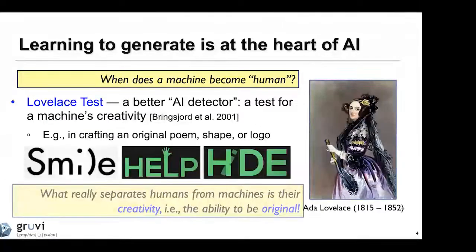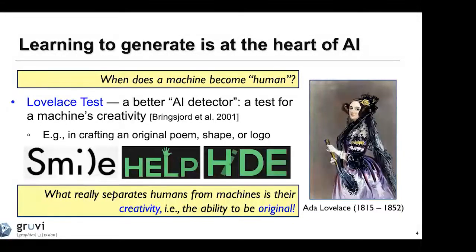So a much lesser known test is actually called the Lovelace test, attributed to Ada Lovelace, who is usually regarded as the very first computer programmer in the world. And this test is actually about the machine's ability to be creative, to be able to generate something which is original. Maybe it's a poem, or it's a shape, or maybe it's a logo. So it's a lesser known test, but many believe that this is actually a better AI detector. The point here then is what really separates humans from machines is not the ability to make a conversation, but it's actually the creativity, human creativity, the ability to be original.